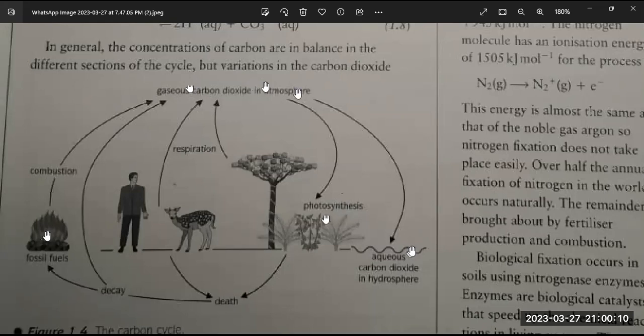Because there are three different spheres that we need to look at: the atmosphere, then the hydrosphere, and we also need to look at the lithosphere. And when this carbon dioxide is absorbed in the hydrosphere, best believe that it will reduce the amount of oxygen in the hydrosphere for these plants and fish and things there.